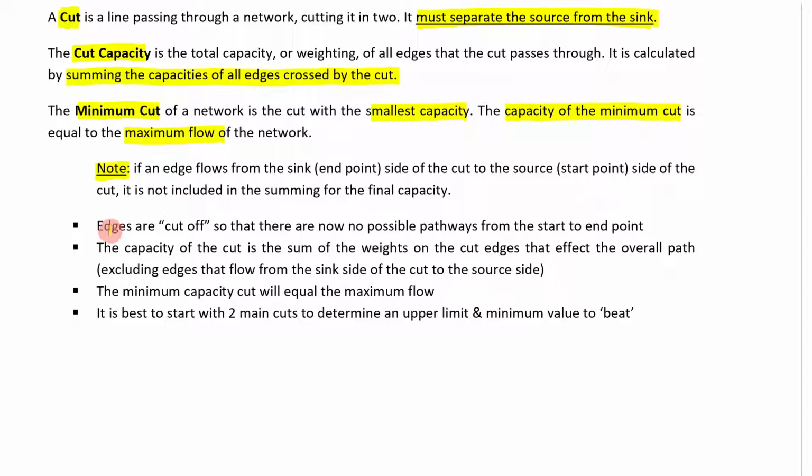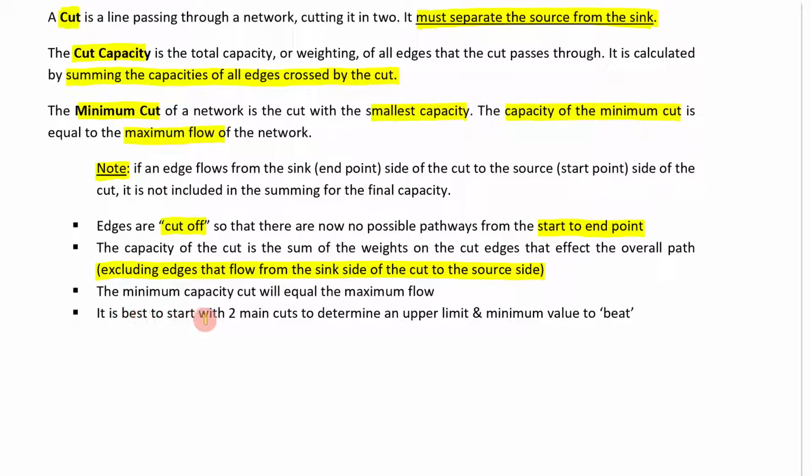Okay, let's continue. Edges are cut off so that there are now no possible pathways from the start to the end. The capacity of the cut is the sum of the weights of the cut edges that affect the overall path, excluding edges that flow from the sink side of the cut to the source side. And again, this little line here will make more sense once we see an example. The minimum capacity cut will equal the maximum flow.